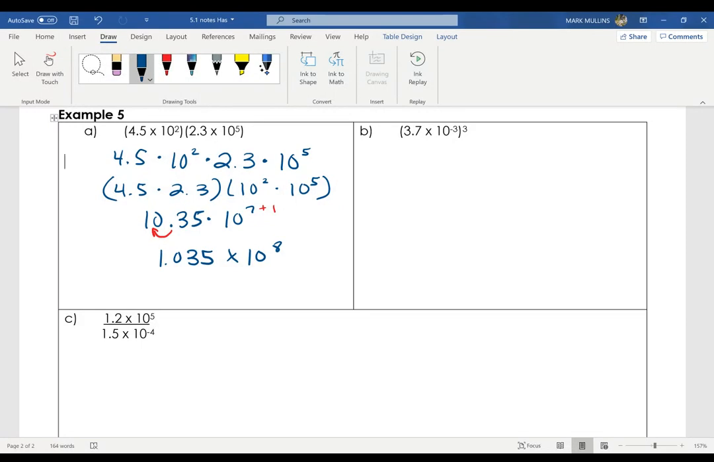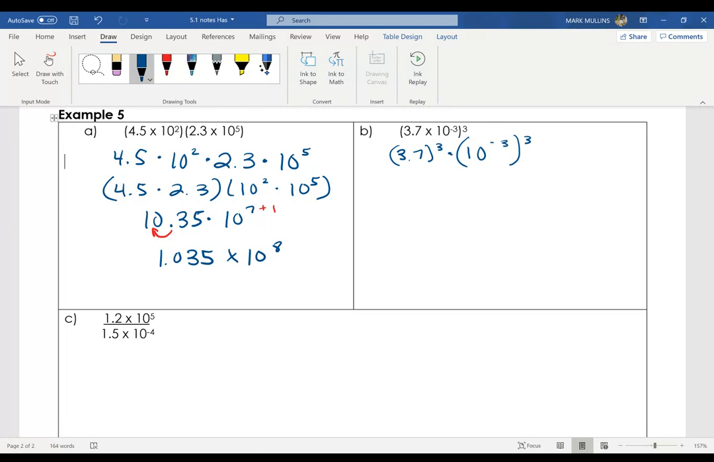I am cubing 3.7 times 10 to the negative third. So I'm going to take the 3.7 and I'm going to cube that part. And then I'm going to take the 10 to the negative third part and I'm going to cube that as well. And I'm not going to do any reciprocals for negative exponents here because when we work with scientific notation, we don't want reciprocals. We actually want negative exponents.